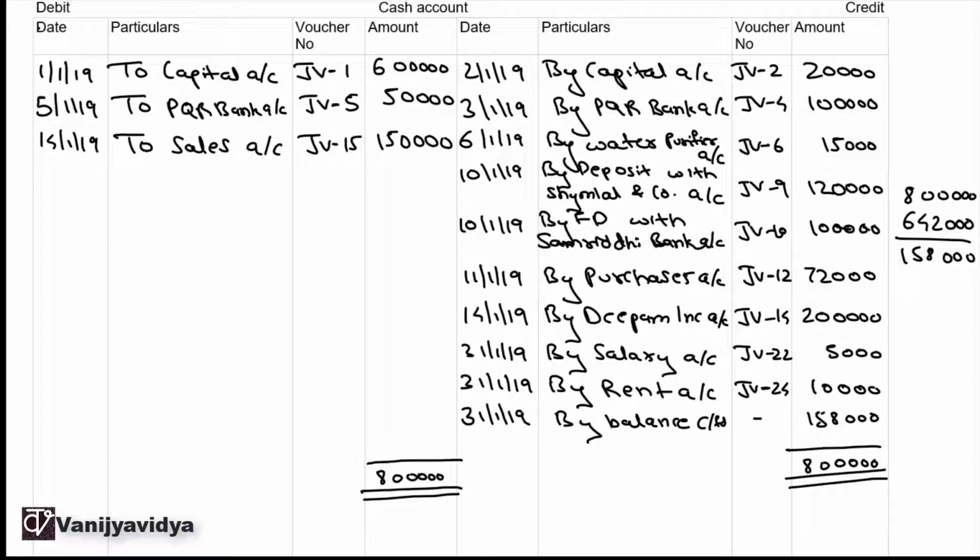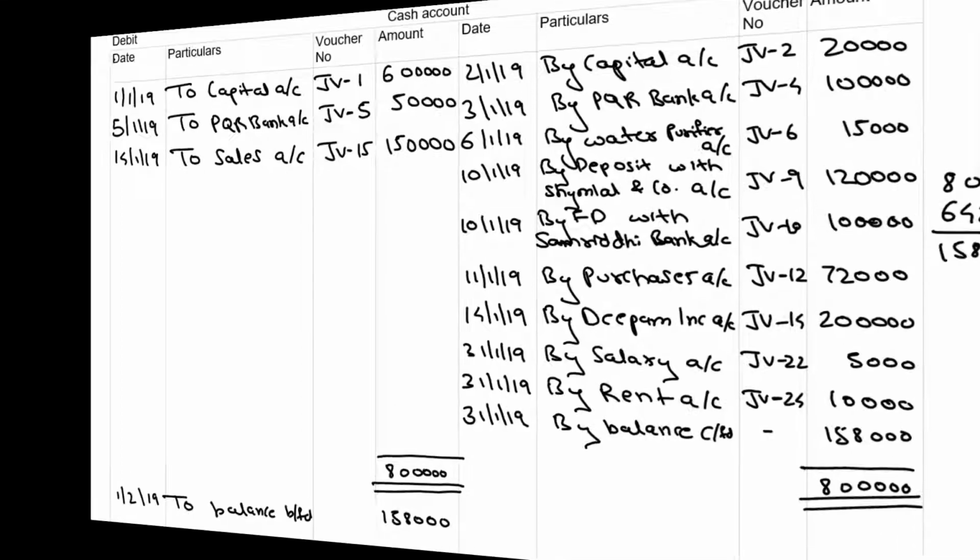Once you take out the total, you have to take a balance carried forward as balance brought forward. So on 1st Feb 2019, to balance brought forward 1,58,000. Now, whatever is the balance brought forward or balance brought down in the next month is the actual balance of that particular ledger account. So in this case, cash account is showing a debit balance of 1,58,000 as on 1st Feb 2019. Now let's move on to the next ledger account.